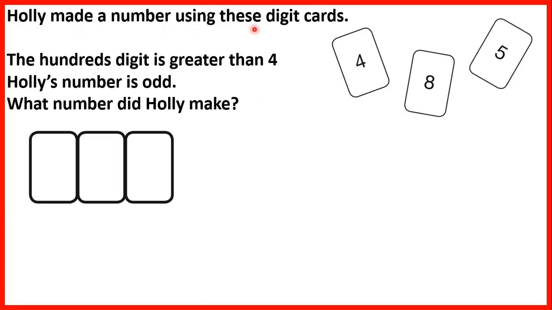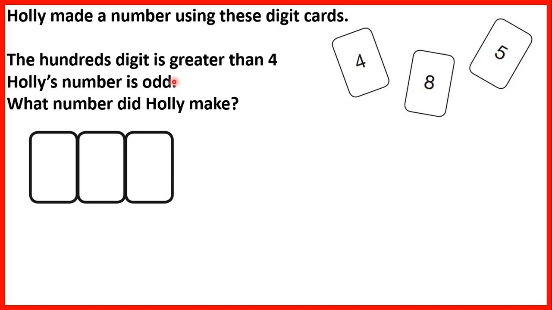Holly made a number using these digit cards. The hundreds digit is greater than 4. Holly's number is odd. What number did Holly make? So if the hundreds digit is greater than 4, we can't use 4 for the hundreds digit. We'll need to use either the 8 or the 5.